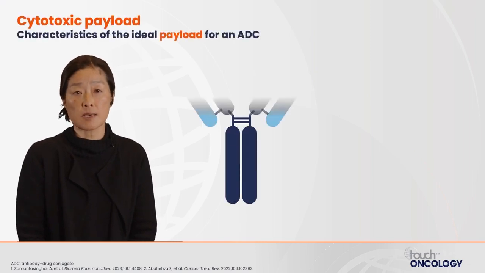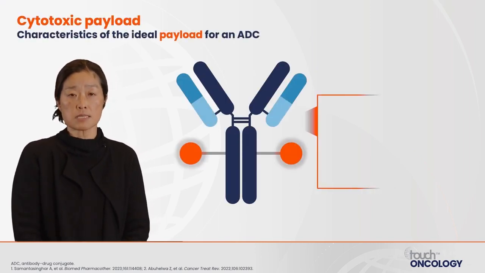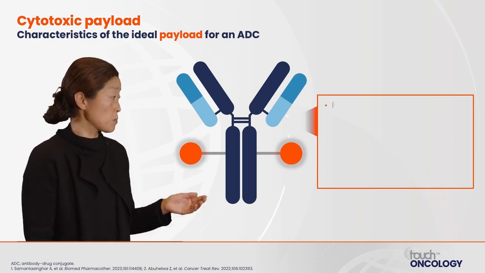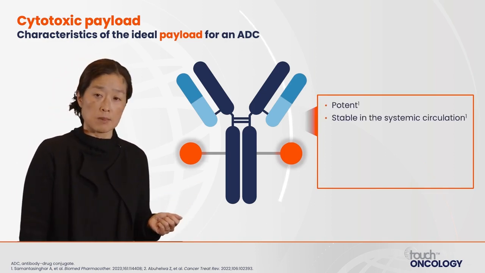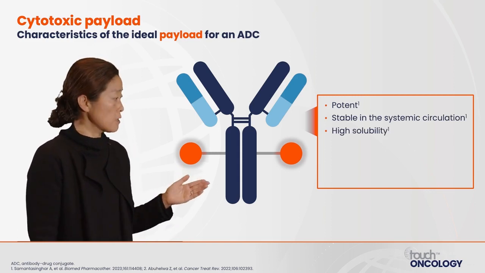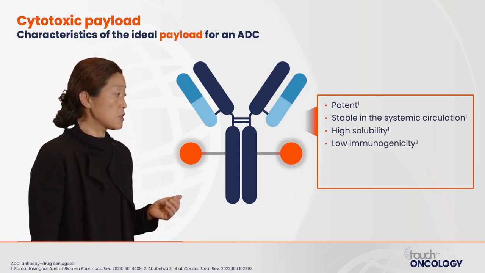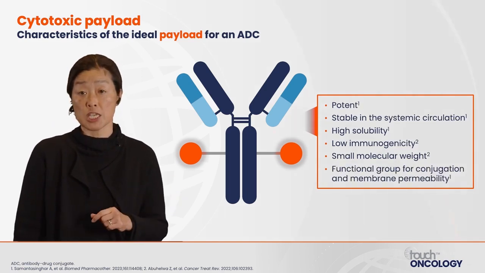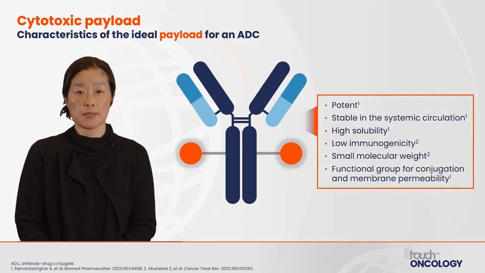And finally, the cytotoxic payload. What are the characteristics of the ideal payload for an ADC? The cytotoxic payload should be potent. It should be stable in the systemic circulation. There should be high solubility, low immunogenicity, small molecular weight, and there should be a functional group that allows for conjugation as well as membrane permeability.